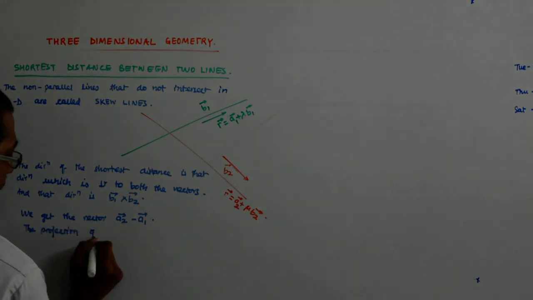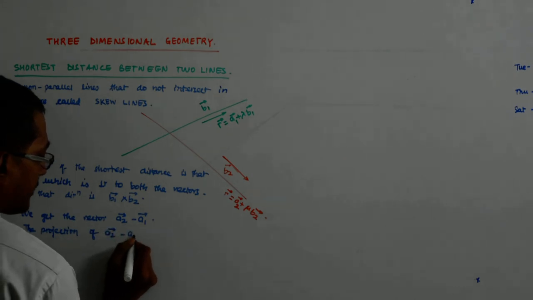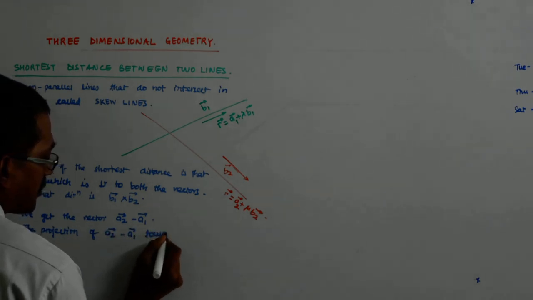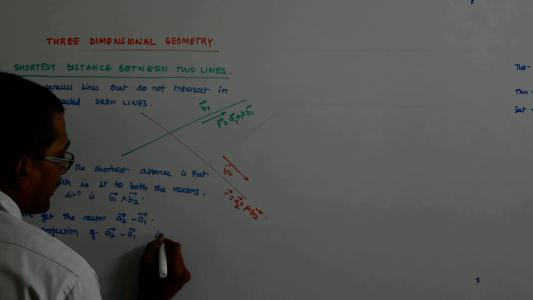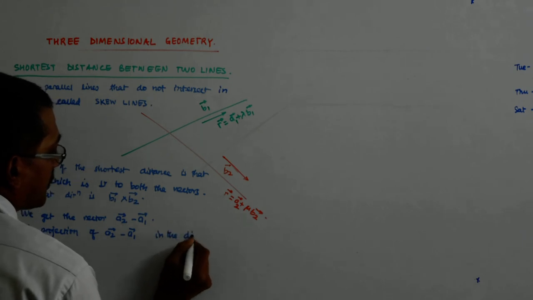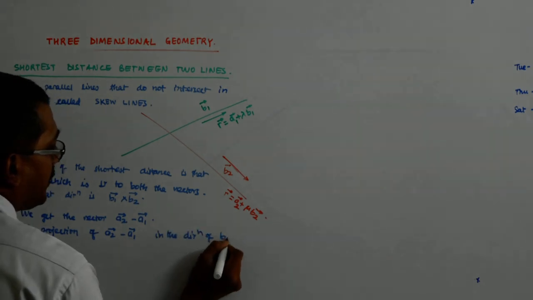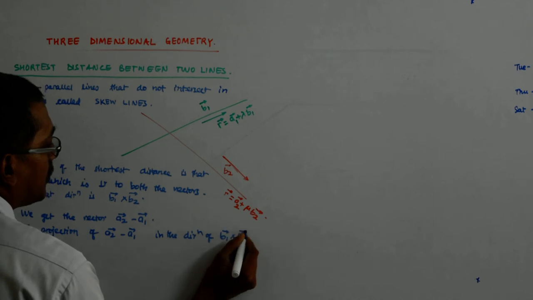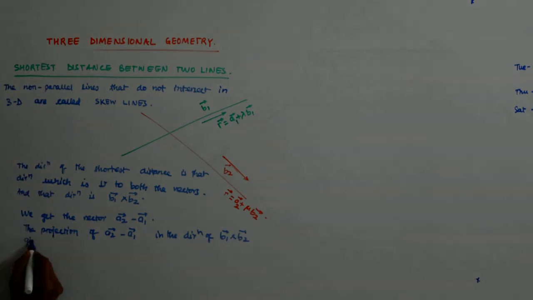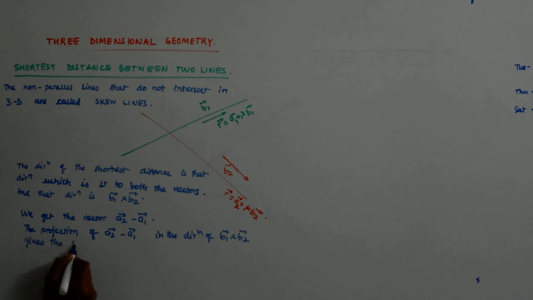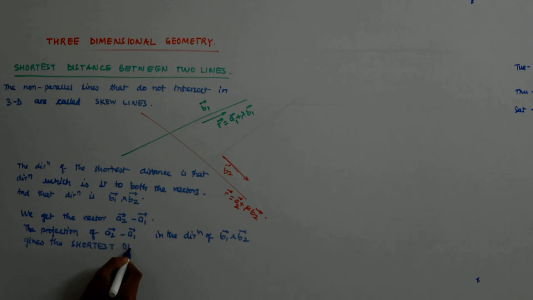The projection of a2 minus a1 in the direction of b1 cross b2 gives the shortest distance.